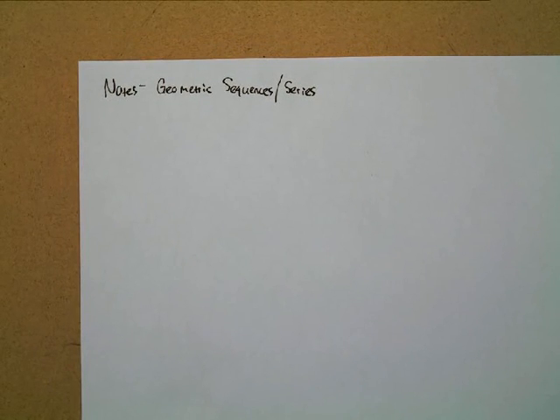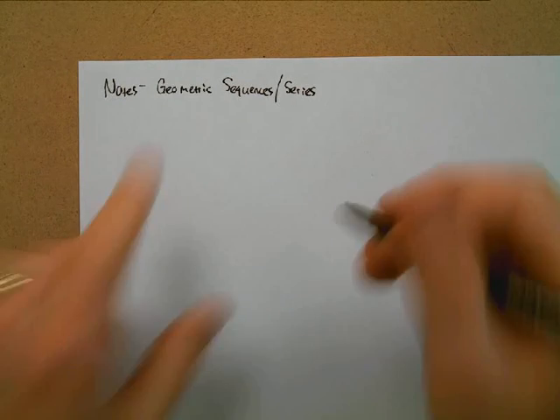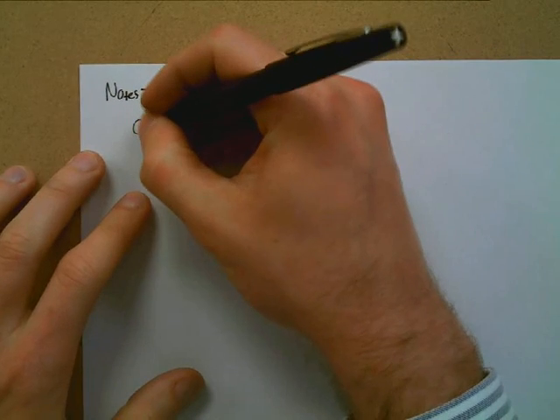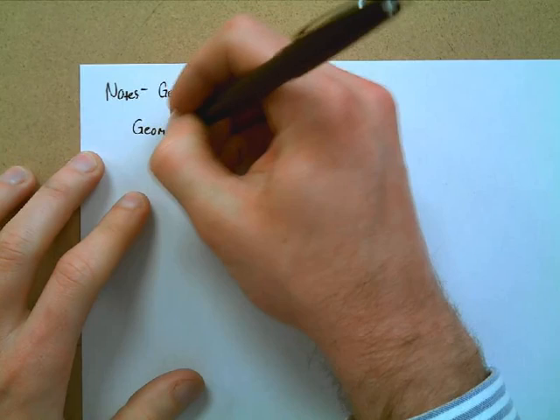Sequences are lists of numbers separated by commas, right? Series, you take your sequence, and what do you do with that sequence to get a series? Add them up. Add up the terms, okay? So we're going to start with introducing just the geometric sequence, just like we started with introducing arithmetic sequence.